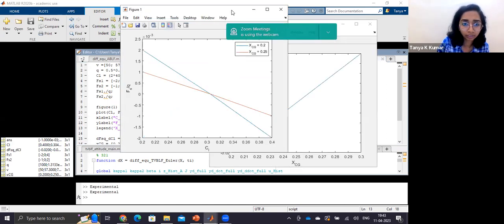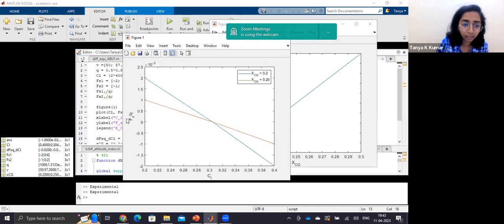Okay, so this is the first figure, which is Fs by Q versus CL. The blue line is for 0.2 xCg and the red line is for 0.25 xCg. So we can see the two slopes.